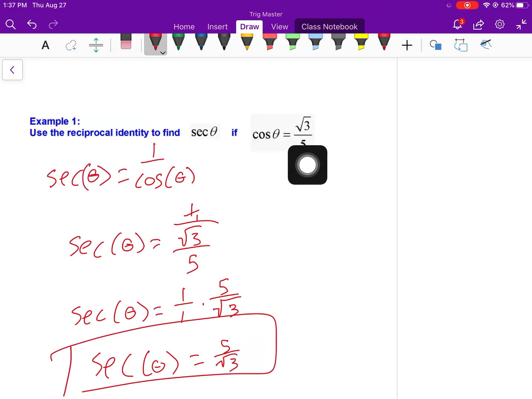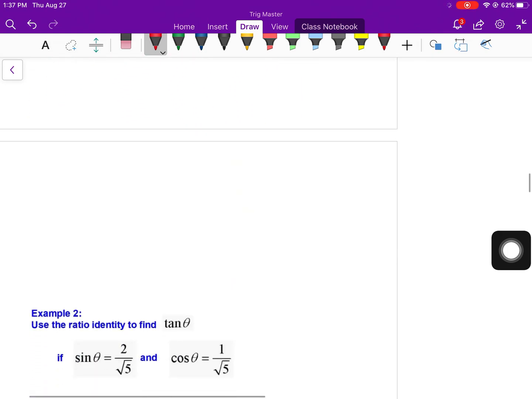Okay. It's a reciprocal identity. I could have just flipped that right away and been done. This is just all of the work that would prove that.